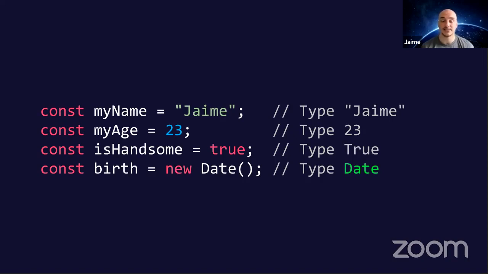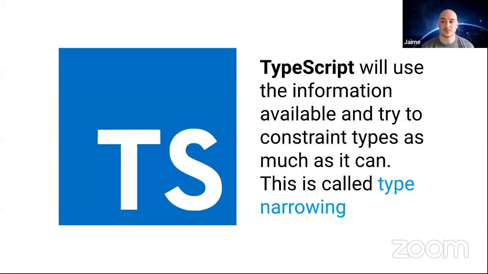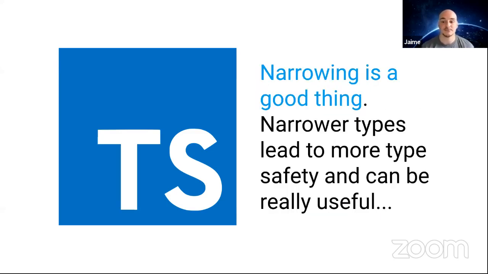So what happens here is that you use const. Const is a one-time binding. The TypeScript compiler is smart enough to understand that you cannot change the type of this, and therefore it constrains it as much as it can to Jamie. This variable will never be anything else than Jamie, therefore its type is Jamie, the Jamie string. In the case of the date, because we can still change the date after it's been initialized, the type is still Date. So TypeScript will always use its information available and try to constrain types as much as it can. This is called type narrowing. And narrowing is a good thing because narrower types lead to more type safety and can be really useful.